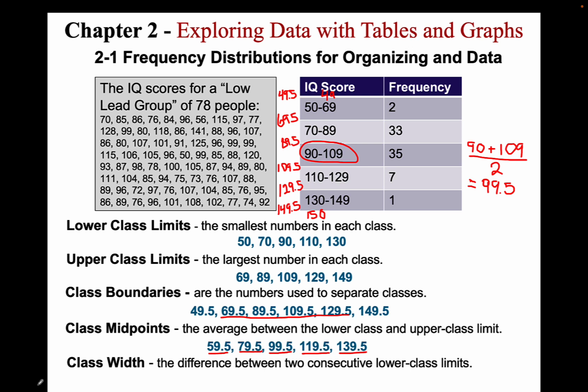Last term here is the class width, the difference between 2 consecutive lower class limits. So again, let me choose an example here. Consecutive lower class limits.